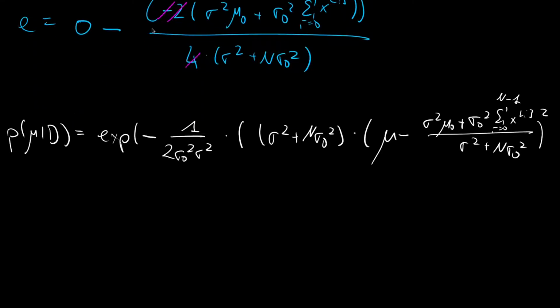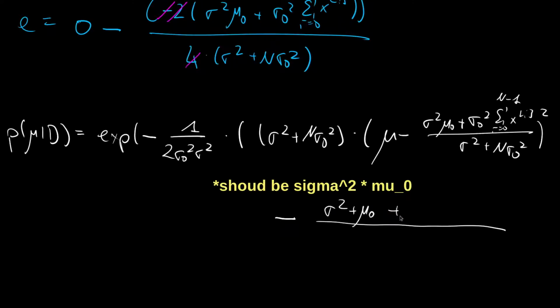And then we have the e term, which is minus the fraction of sigma squared mu 0 plus sigma 0 squared, and then the summation from i=0 to capital N minus 1 over xi, and then we divide by sigma squared plus n sigma 0 squared. And of course this should be proportional because we're not equal yet, it's missing the normalization.